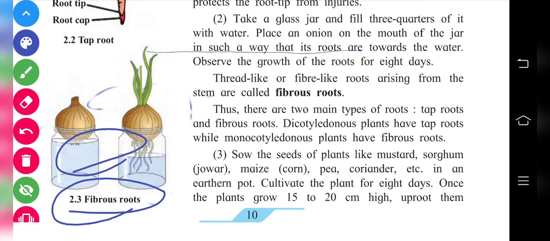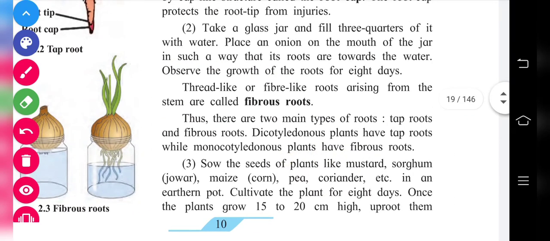This one is a fibrous root, which has hair-like structures. You will study in detail what the fibrous root is and what the tap root is in the coming days. So there are many types of root.